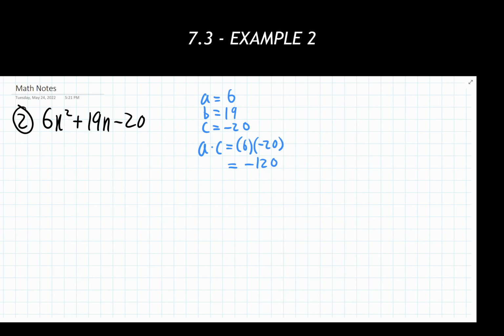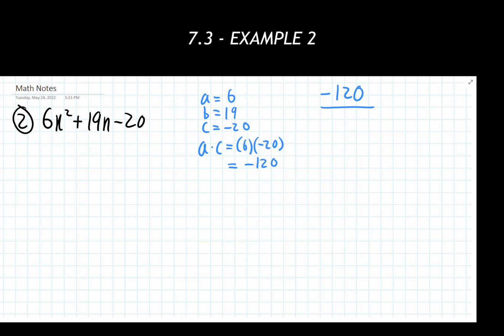So step 3 in our process says we need to find two numbers that multiply to be our AC value that we have right here and add together to give us our B value of 19. So again, as we did with our previous problem, I think listing the factor pairs of a number is the most consistent way of finding these. It takes a lot of guesswork and memorization out of it, and it's super mechanical.